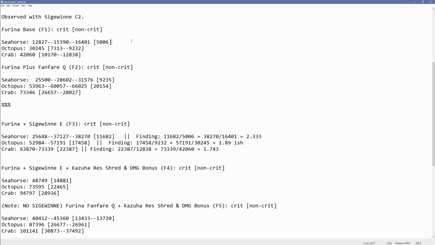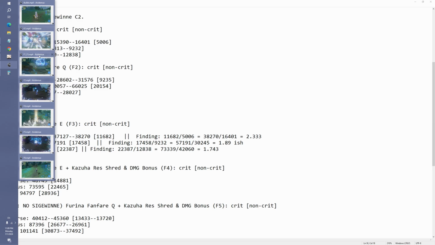So this is with C2 Sigewinne, and obviously the Songs of Days Past artifact set, and then the octopus and crab are roughly about 1.9, 1.7-ish in terms of a multiplier over base Farina. You'll also notice here that this is actually very similar to just Farina plus our own fanfare stacks, and that's exactly what I'll show to you now.